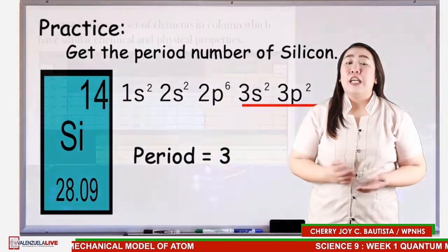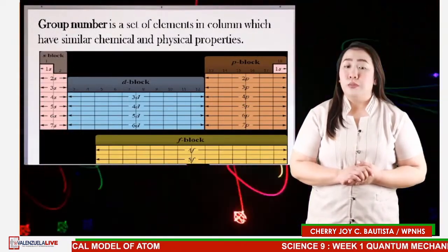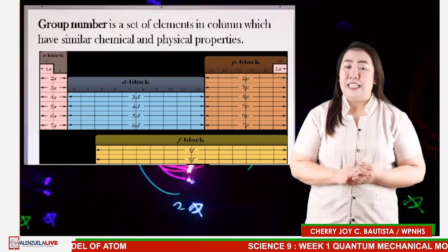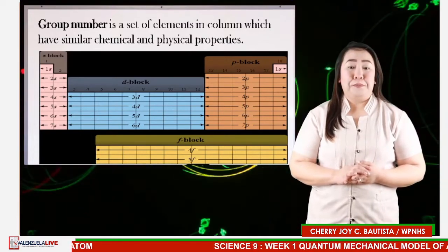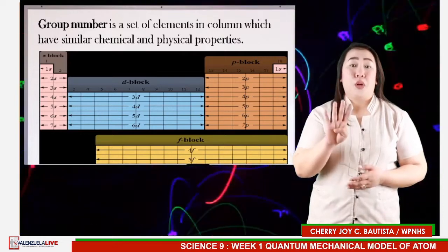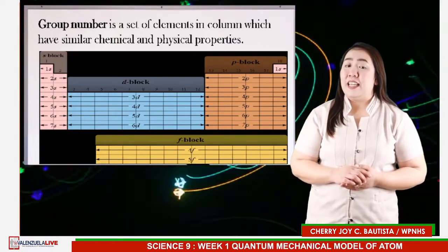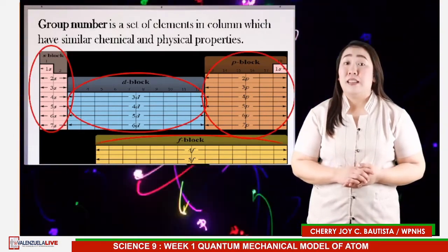Next, group number is a set of elements in a column which have similar chemical and physical properties. There are 18 groups in the periodic table. This periodic table is classified into 4 blocks: S, P, D, and F. It is completely based on the last electron.